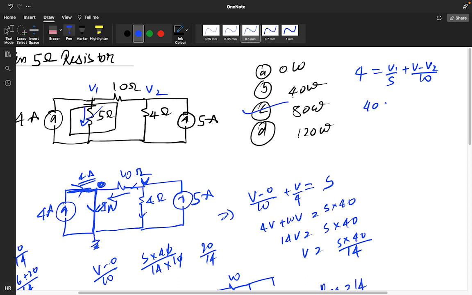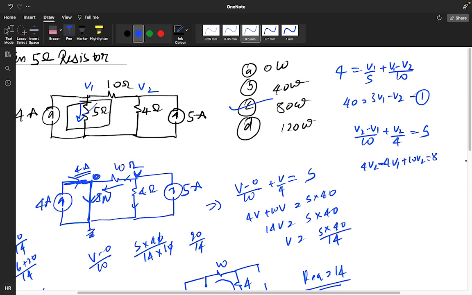So 40 is equal to 3V1 minus V2, one equation. Do another equation in this. V2 minus V1 by 10 plus V2 by 4 is equal to 5. So 4V2 minus 4V1 plus 10V2, 80. What will be the result? 14V2, right? 14V2 minus 4V1 is equal to 80. And solve the value for V1, V2.